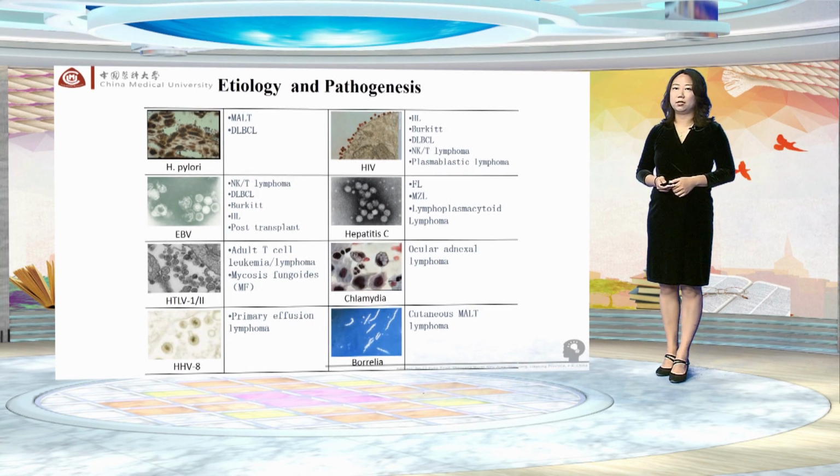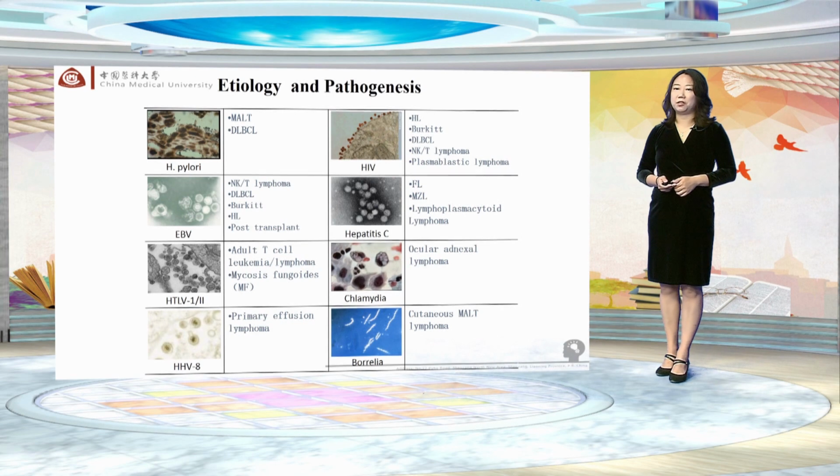To be specific, Helicobacter pylori infection is related to mucosa-associated lymphoid tissue lymphoma and diffuse large B-cell lymphoma. HIV infection, EB virus, hepatitis C, and HTLV infection all play important roles in many different subtypes of lymphomas.